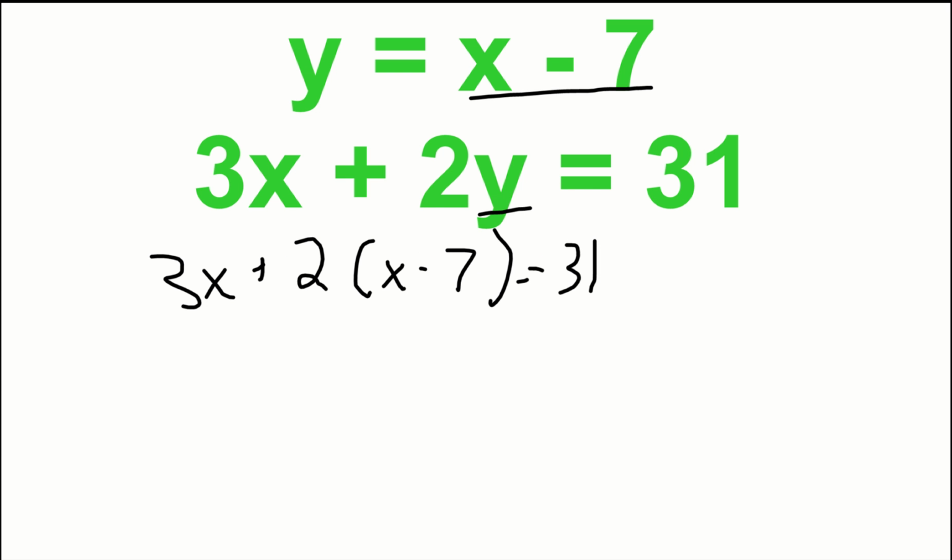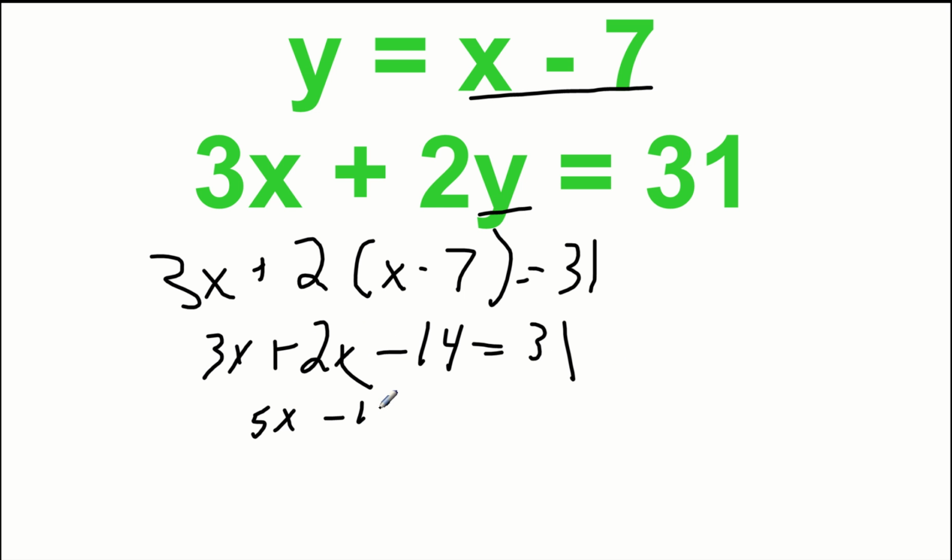All right, so everybody okay with that part? When you substitute it in and it's got a coefficient, we need to put it in parentheses because that coefficient is going to get multiplied by every part of the equation we're subbing in. Okay? So we got to distribute then. So I got 3x plus 2x minus 14 equals 31. Combine like terms. And we solve. So I add 14 to each side. So that gives me 5x equals 45. Divide by 5, I get x equals 9.